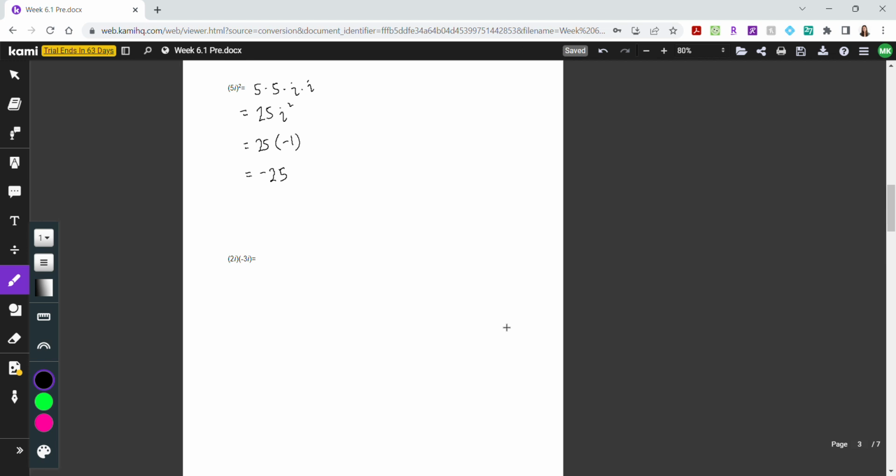All right. So whenever you're doing equations or expressions with imaginary numbers, remember the powers and simplify it as much as you can.